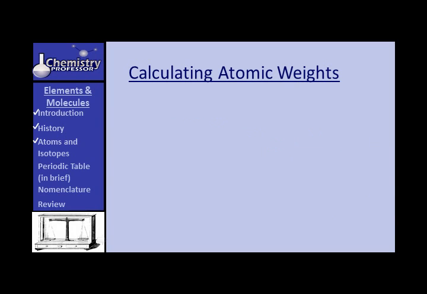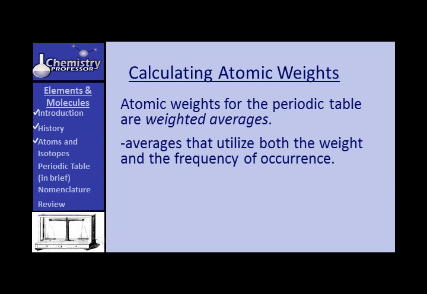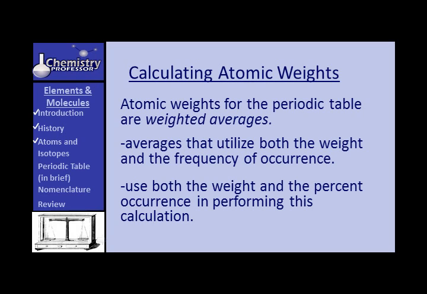Now let's see how we use this to calculate atomic weights. Atomic weights for the periodic table are weighted averages, and what this means is they use both the weight and the frequency of occurrence to see what portion of the weight each isotope contributes to the total. So you have to use both the weight and the percent occurrence when you do this calculation. Let me show you how.